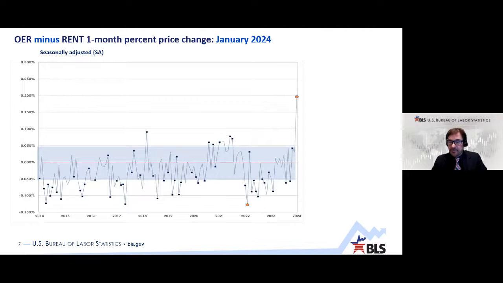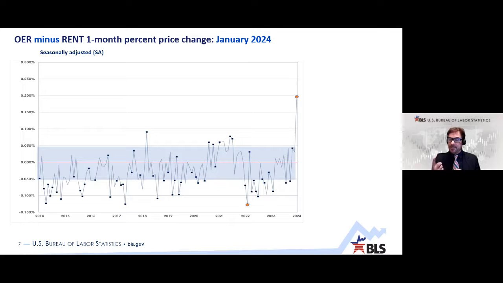Now we can examine this difference on a 1 month change, and it is a bit of a different story and a more volatile story. So this graph here shows the 1 month difference in OER price change, seasonally adjusted, minus the 1 month price change for rent over the past 10 years. Any dot on this graph outside the shaded band reflects the possibility of divergence. Any dot inside the shaded band shows that the indexes are somewhat close.